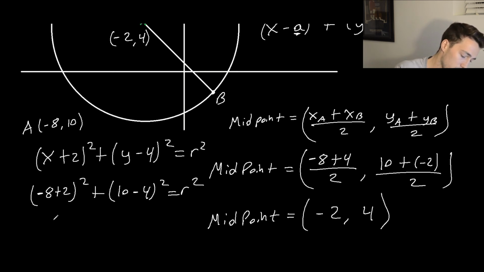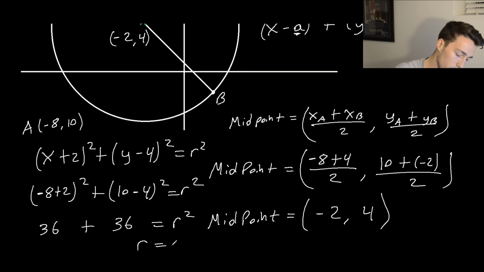So we have negative 8 plus 2, so that's negative 6. Negative 6 squared is going to be positive 36, plus 10 minus 4, that's going to be 6 as well, plus 36, because 6 times 6 is 6 squared, so 36. That's going to be r squared.